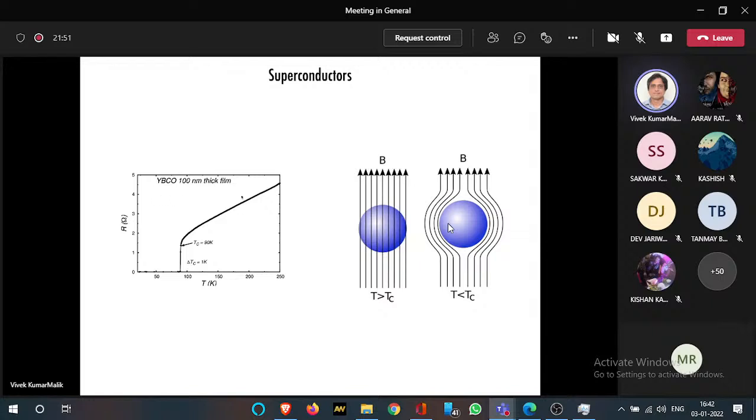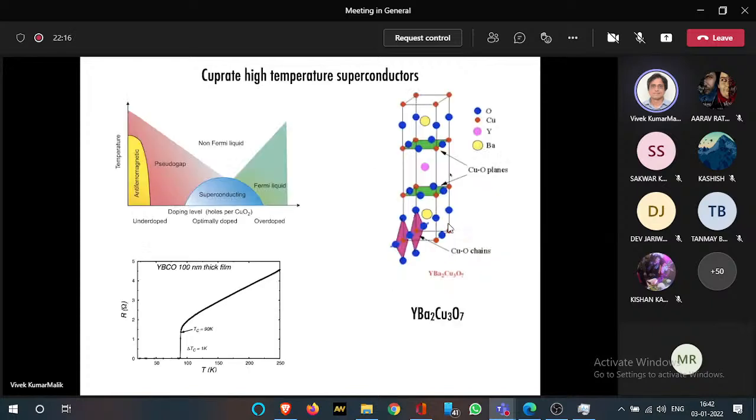This is an actual experimental result of this yttrium barium copper oxide 100 nanometer thick film, having a TC of, let's say, 90 Kelvin, below which it becomes superconducting. Another feature is that above TC, the magnetic field can penetrate through the superconductor, but below the critical temperature, the magnetic field gets expelled from the superconductor. So they do not like each other.